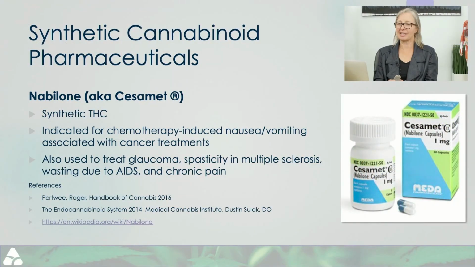Our second synthetic cannabinoid pharmaceutical is Nabilone. You can also see that as Cesamet. Synthetic THC, also indicated for chemotherapy-induced nausea and vomiting and other cancer treatments. This one has also been used off-label to treat glaucoma, spasticity in multiple sclerosis, wasting disease due to AIDS, and chronic pain as well. So the same thing that we would use plant-based THC for, there's a synthetic pharmaceutical product out there.